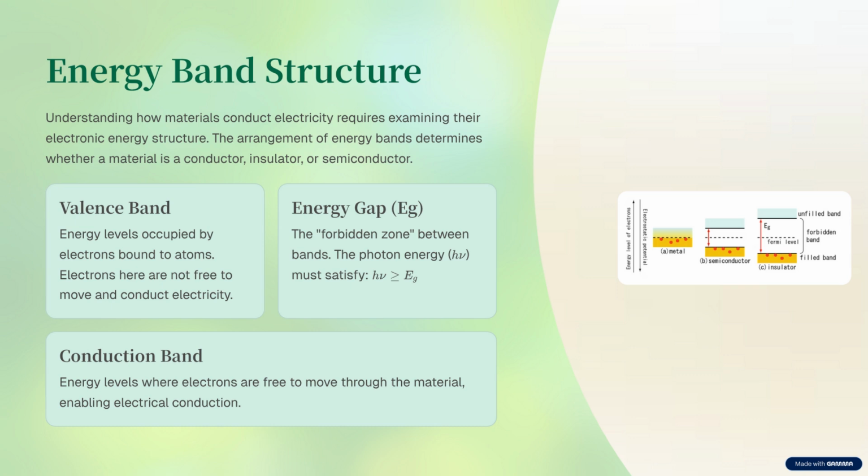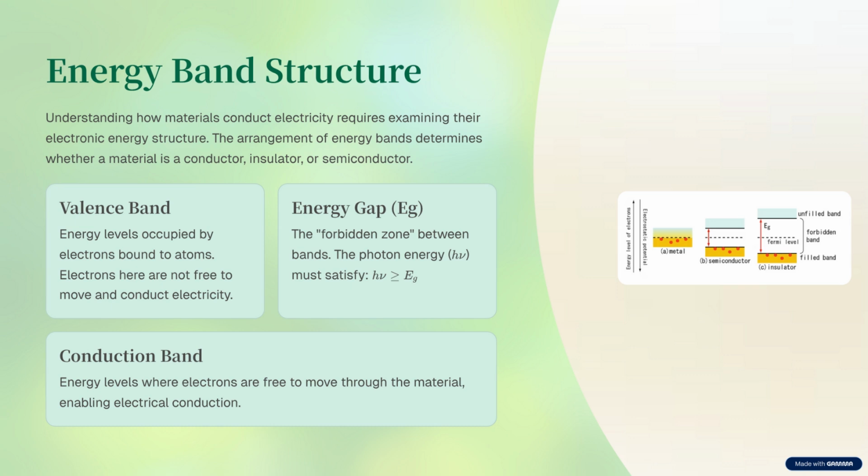To understand why some materials work better than others, we must look at their energy band structure. As you can see in the diagram, materials are classified based on the energy gap, or edge, between the filled valence band and the unfilled conduction band. In metals, these bands overlap, allowing easy conduction. In insulators, the gap is too large for electrons to cross. Semiconductors, however, have a relatively small gap.